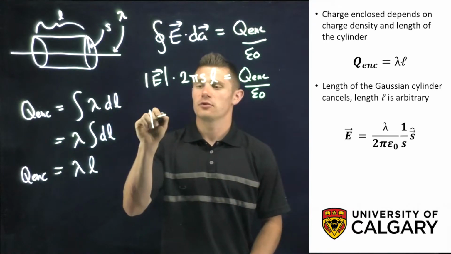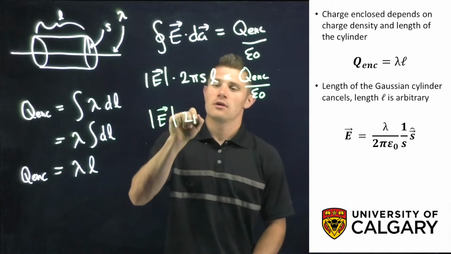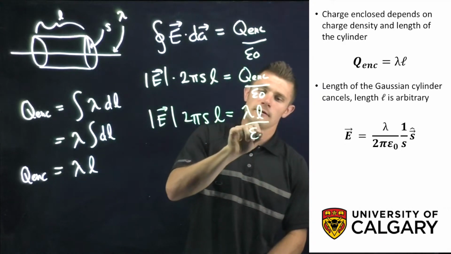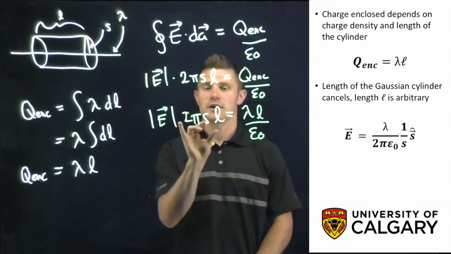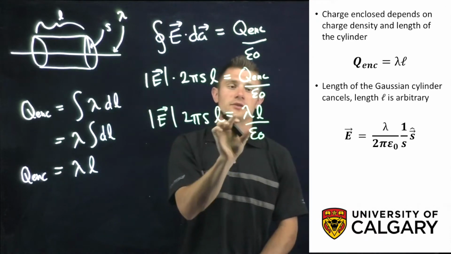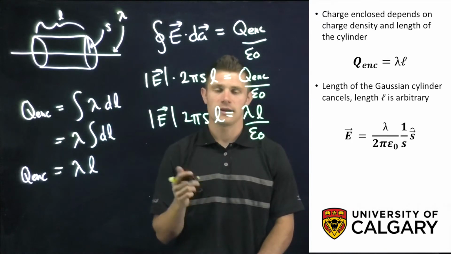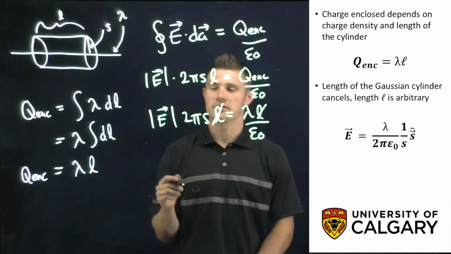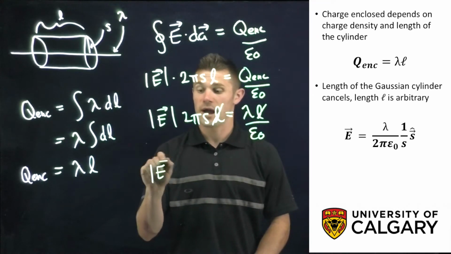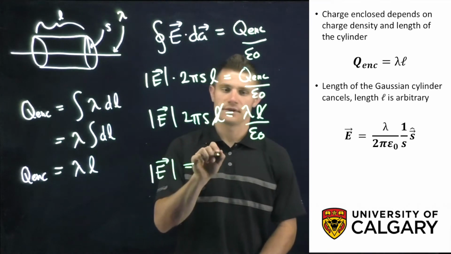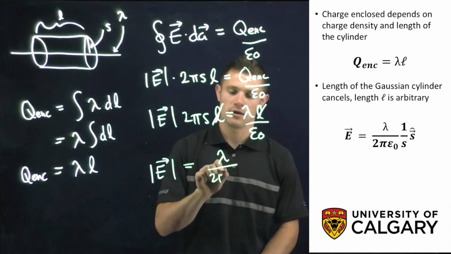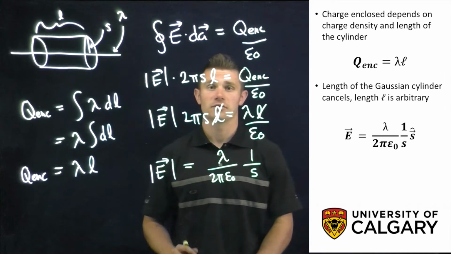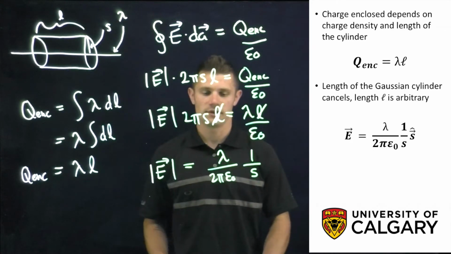So we can continue through and say that the electric field times the infinitesimal area is equal to the enclosed charge over epsilon naught. And now it's just algebra to work through. We can cancel the length of the Gaussian cylinder on either side. And we find that the electric field magnitude is equal to lambda over 2 pi epsilon naught. And then we have this 1 over S factor, how the electric field is going to die off away from the infinite line of charge.